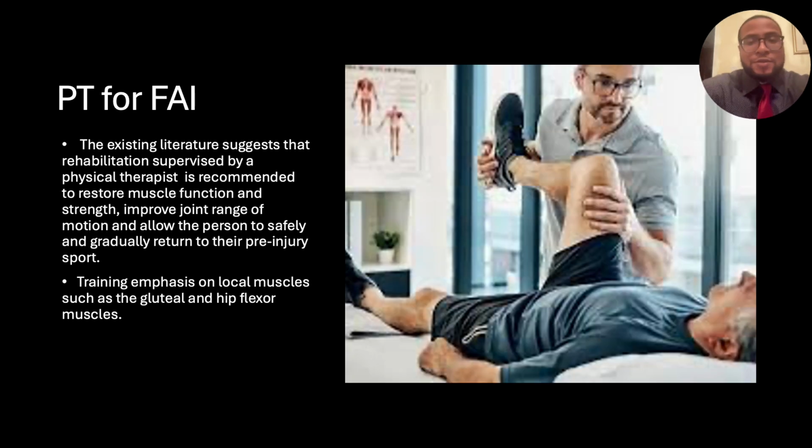Right, next going into physical therapy for FAI. The literature suggests that rehabilitation supervised by a PT is recommended for this condition in order to restore muscle function, strength, range of motion, and improve the athlete's ability to return to their pre-injury sport. The training emphasis is usually on the global musculature around the hip, including the glutes and the core muscles.